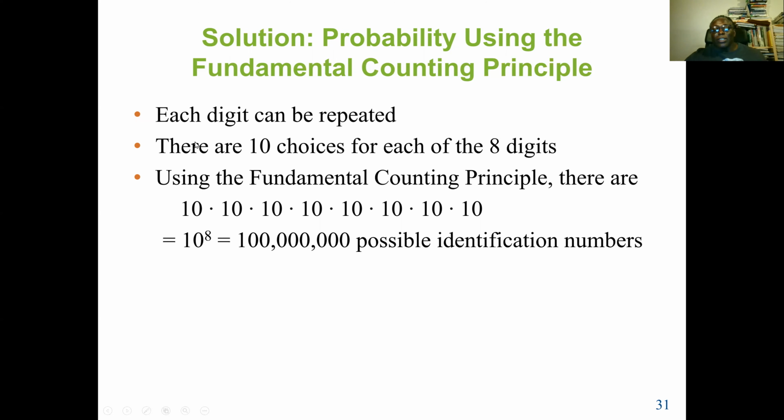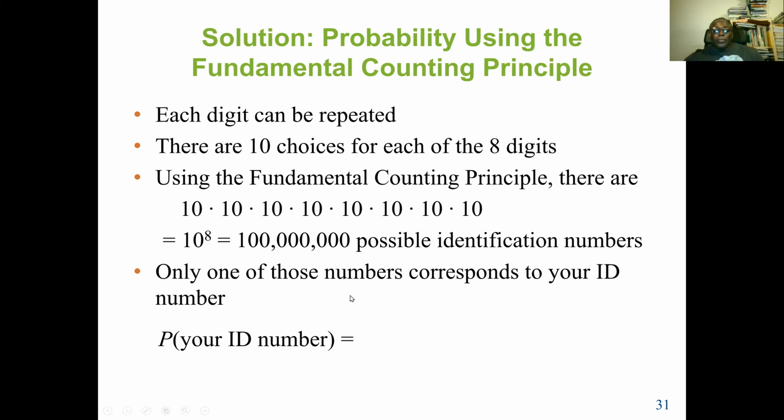So again, each digit can be repeated. There are 10 choices for each of the 8 digits. So using the fundamental counting principle, we multiply 10, 8 times. Since there are 10 choices and it goes up to 8 digits, it will be 10 to the power 8. Then only one of those numbers corresponds to your ID number. So the probability of your ID number will be 1 over 10 to the power 8, which is 1 in 100 million.